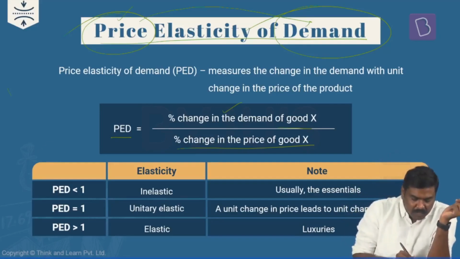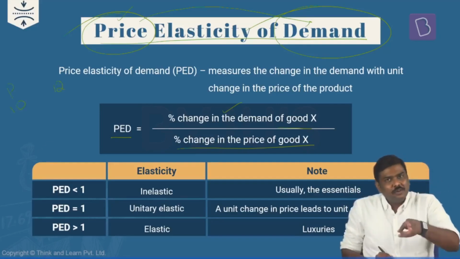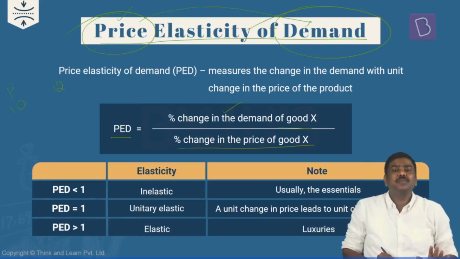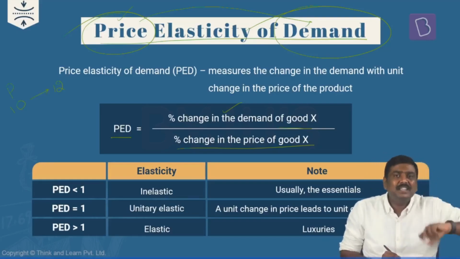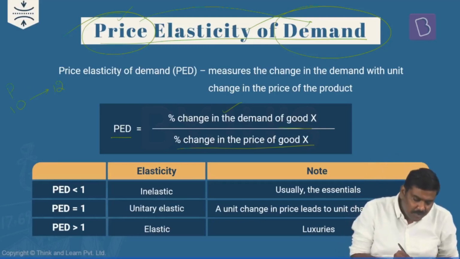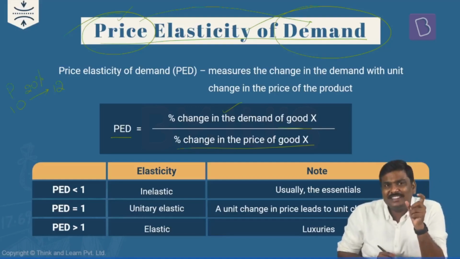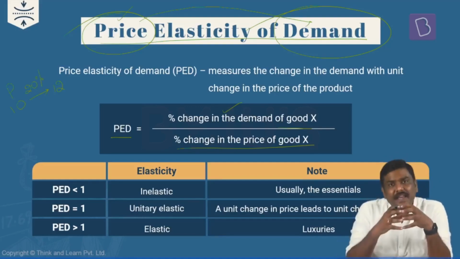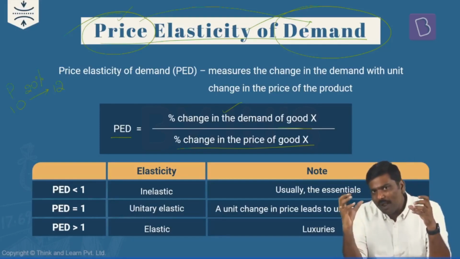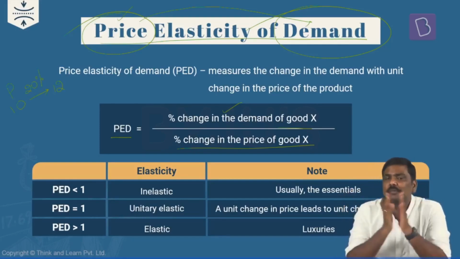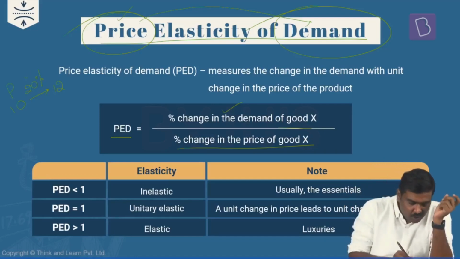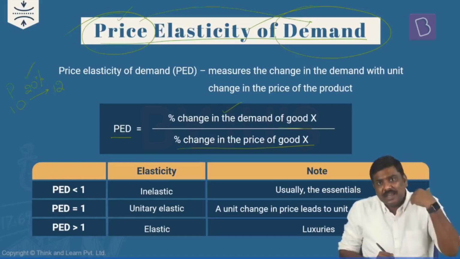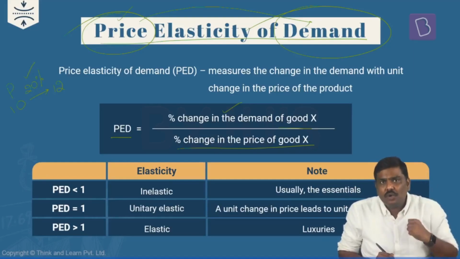Imagine for a particular product, the price has changed from 10 rupees to 12 rupees. So the percentage change in the price will be how much? 20%. I can understand the calculation here. It's a simple CSAT calculation. Price has changed from 10 rupees to 12 rupees for a particular commodity. So the change in the price is how much? 20%.